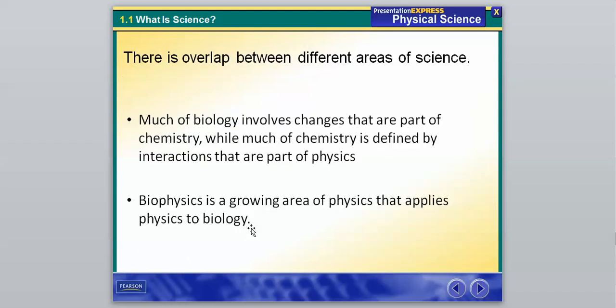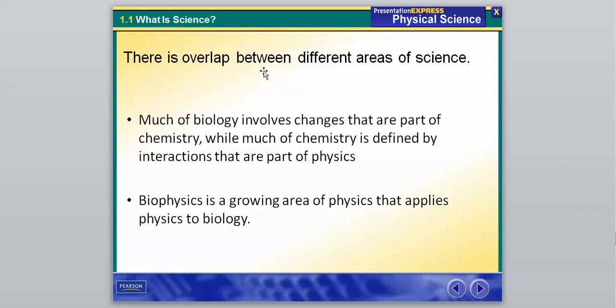And again, hitting on that same theme that was mentioned in the last slide, that there is overlap between areas of science. Most of biology involves changes that are part of chemistry, while much of chemistry is defined by interactions that are part of physics. So you're not going to really be able to separate these branches of science. Again, you have to be familiar with all of them in order to be successful. That's why you really feel like we need to get this class in for you guys your freshman year here, because it is important.